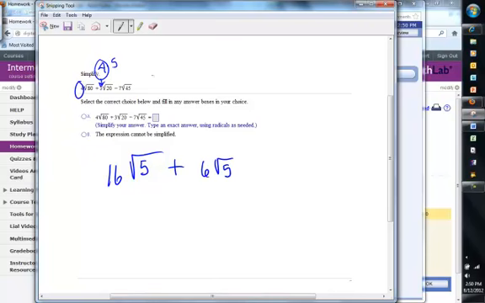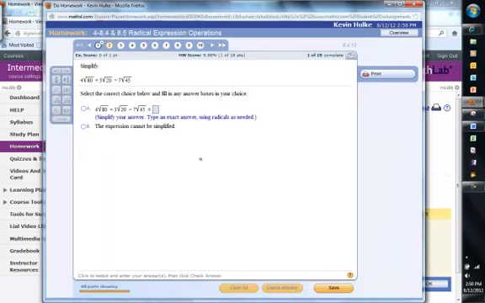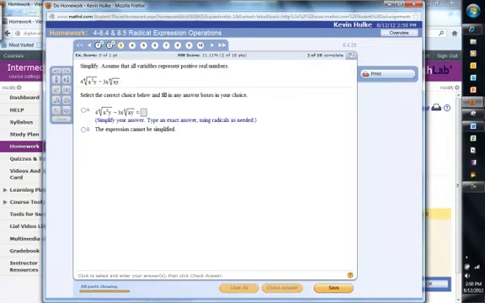And then take a 5 out of 45, that's 9 times 5. Square root of 9 is 3. 3 times 7 is 21, square root 5. 16 and 6 is 22, minus 21 is square root 5, or 1 square root 5. Next one.